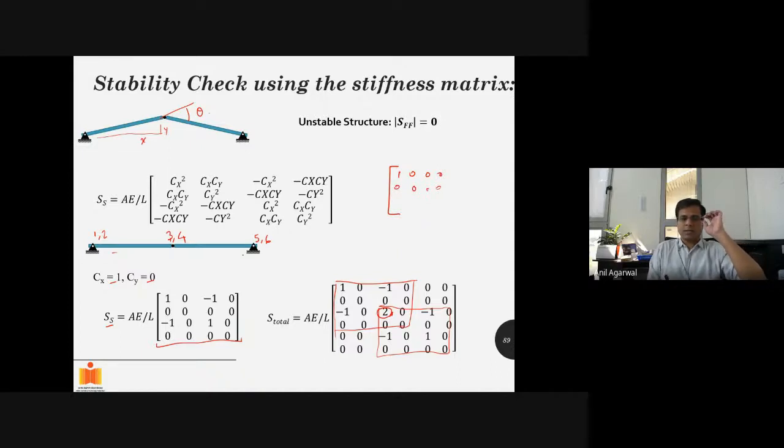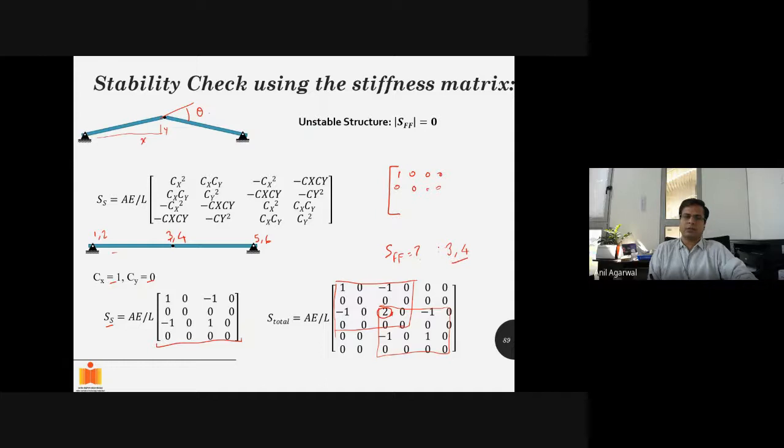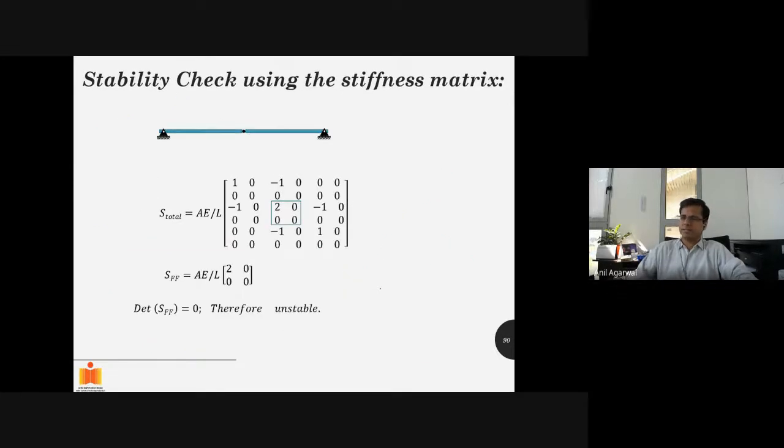Okay. And what is the SFF size here? Which degrees of freedom come in the SFF? Which are the free degrees of freedom here? 3 and 4, correct. Because this is a truss, right? So vertical movement is also allowed. 3 and 4. So that means this is 1, 2, 3, 4, 5, 6. That means this one. So we will take this part of the stiffness matrix. That will be my SFF matrix.